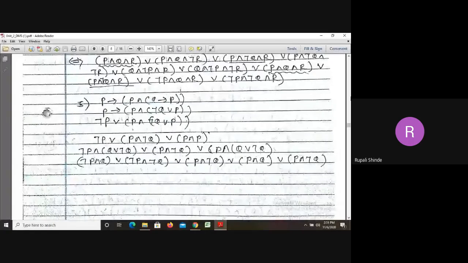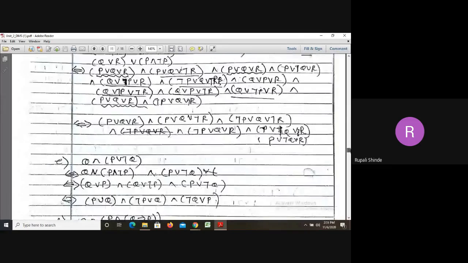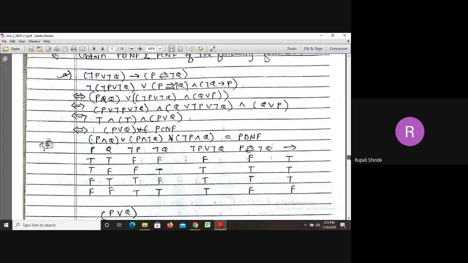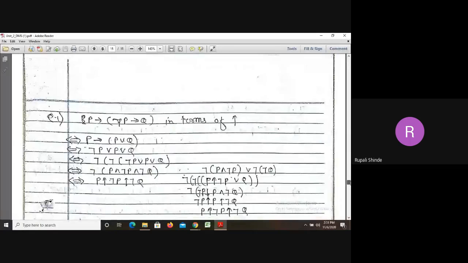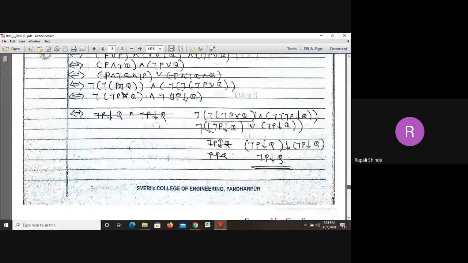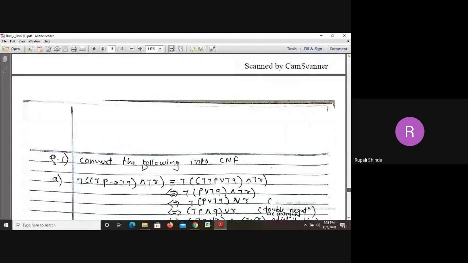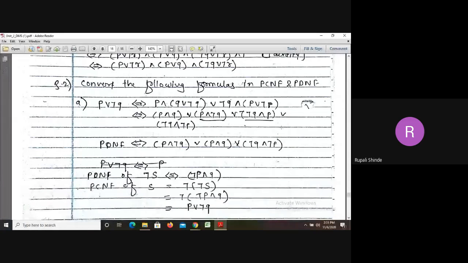Now we will see one type, that is how to find PDNF and PCNF for the same formula. एकाच फॉर्म्युला वरून आपण पीडीएनएफ आणि पीसीएनएफ कसं काढणार आहे ते बघणार आहे. Already we have seen one example based on that. But still, okay. So here is the question: convert the following formulas in PCNF and PDNF. So here they have asked for both the forms. Okay. So check here.